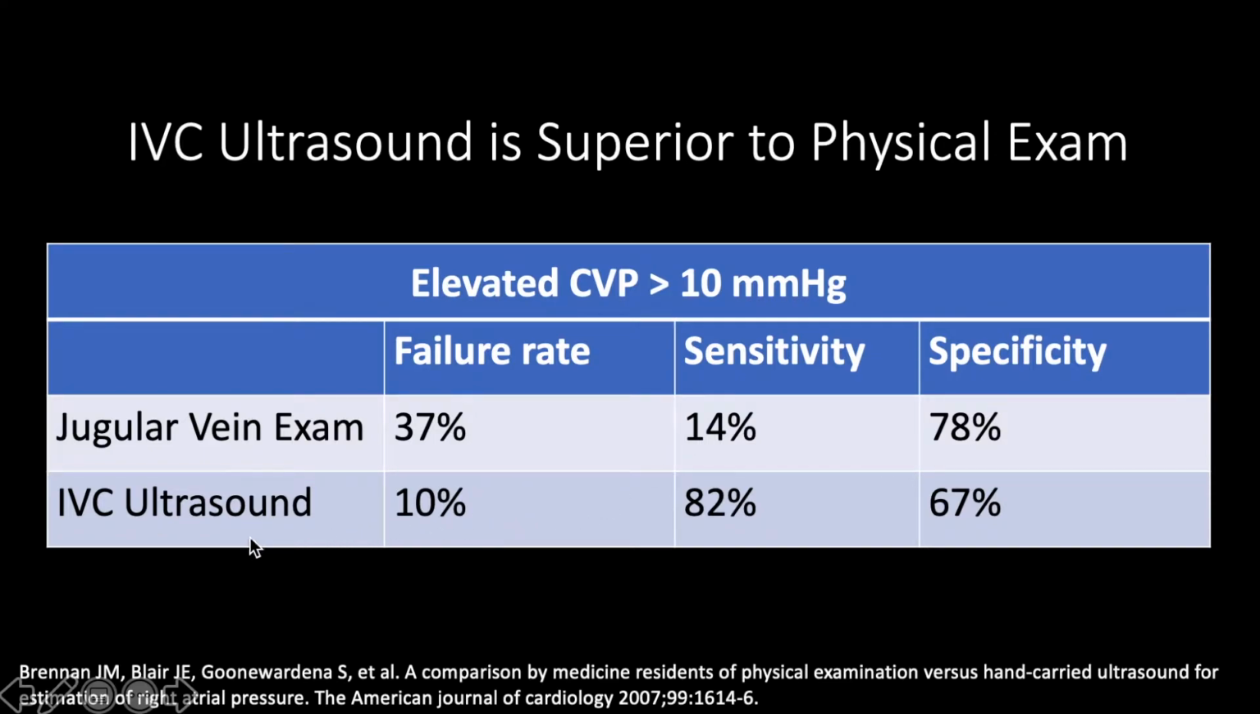IVC ultrasound, on the other hand, the failure rate's only 10%. And as a result, we're much more sensitive in detecting patients with high central venous pressure. They have similar specificities, and IVC ultrasound is not perfect, so we'll talk about some caveats of IVC ultrasound in the future as well. But clearly, IVC ultrasound far outperforms our traditional jugular venous exam. I really think it should be the standard of care when assessing what is the right atrial or central venous pressure of my patient.